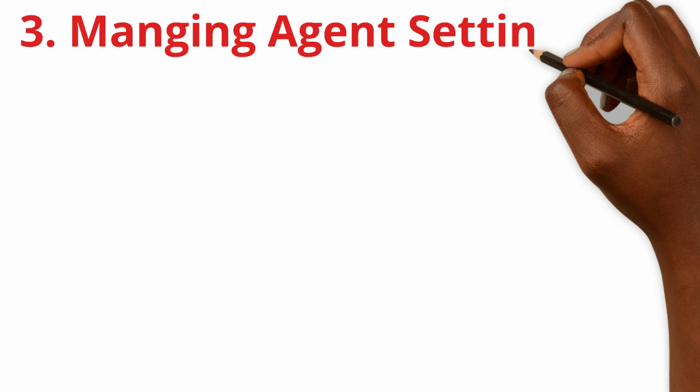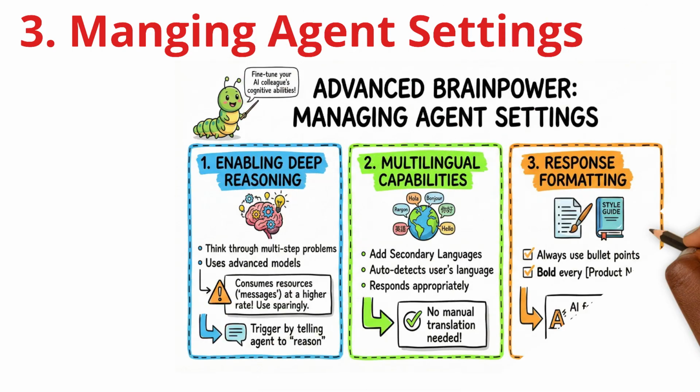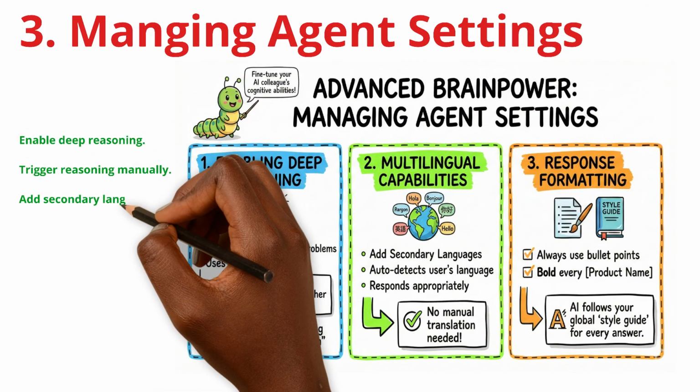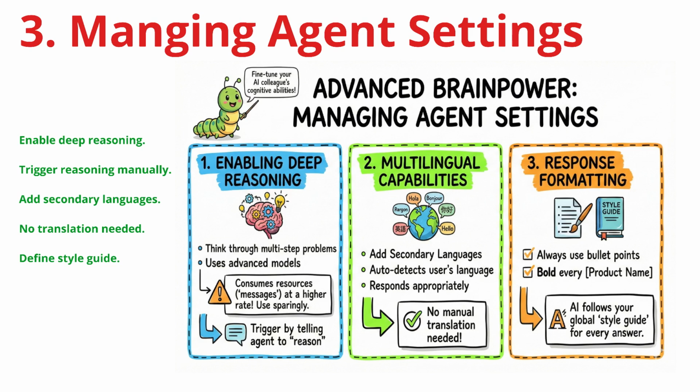Welcome to the advanced brainpower section of our guide. I'm here to help you fine-tune your AI colleague's cognitive abilities by managing its settings. First, let's look at enabling deep reasoning. This setting allows your agent to use advanced models to think through complex, multi-step problems. However, a big warning here. It consumes resources at a higher rate, so you must use it sparingly. You trigger this capability simply by telling the agent to reason within your instructions.